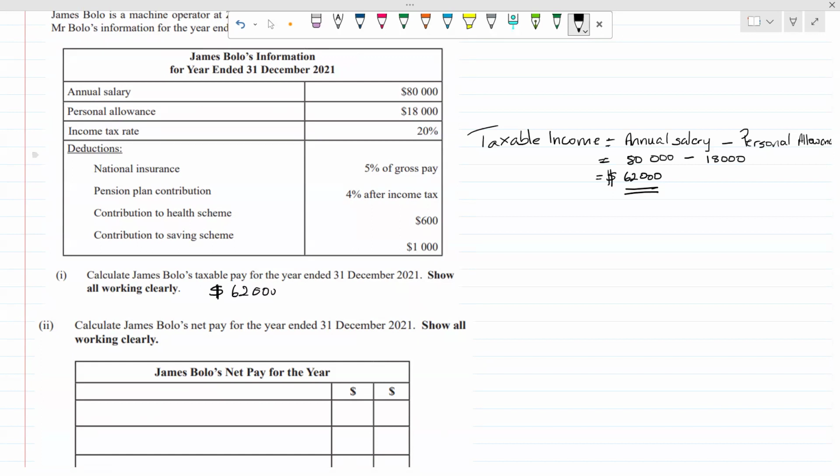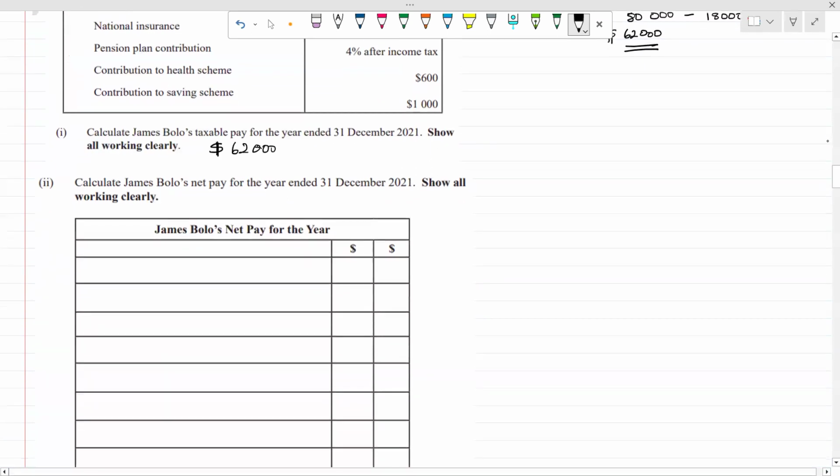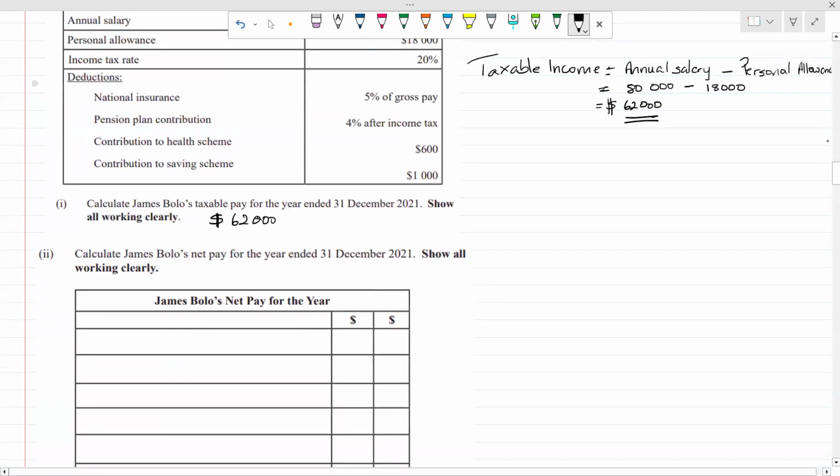Right? And you see in bold it says show working clearly, right? So don't just plug this into a calculator and write the answer here. You want to write a little statement like what I did on the side here. Show the two figures, subtract, get your final answer, and identify it as the taxable income. Calculate Bolo's net pay for the year ended 31st of December 2021, showing all working clearly.